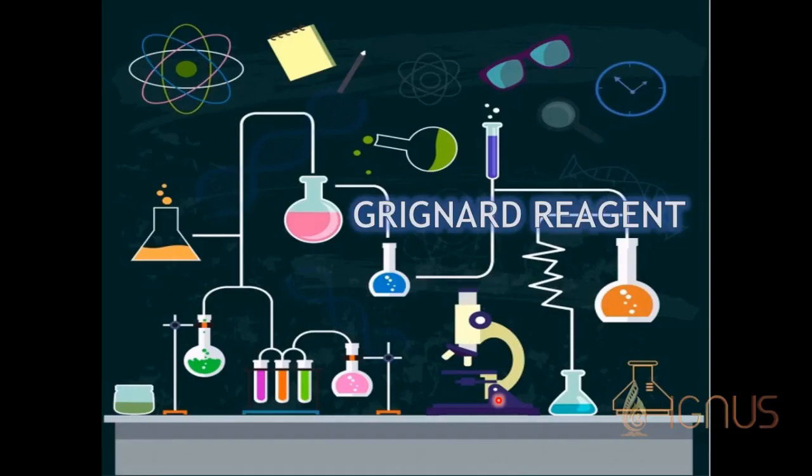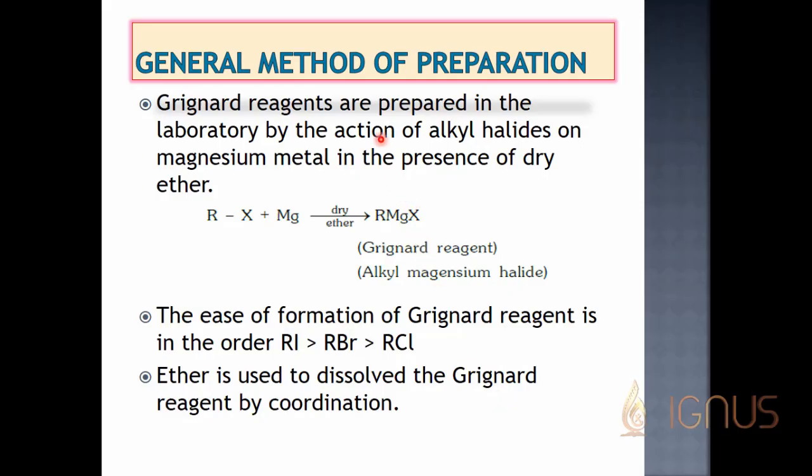Next, let us study about the Grignard reagent. General method of preparation of Grignard reagent. Grignard reagents are prepared in the laboratory by the action of alkyl halide on magnesium metal in presence of dry ether. Here alkyl halide is made to react with the magnesium in dry ether to give Grignard reagent. The ease of formation of Grignard reagent is maximum for alkyl iodide, then alkyl bromide, then alkyl chloride.